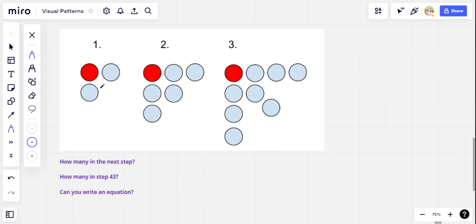And here's our pattern today. We've got step 1, step 2, and step 3. And your challenge is to predict how many are in step 4. How many of these circles are in step 4? And if you can do that, how many in step 43? And maybe along the way, can you come up with an equation that you could use to predict the number of circles in any step at all? So that's the challenge. If you'd like to accept it, pause the video and give it a shot.